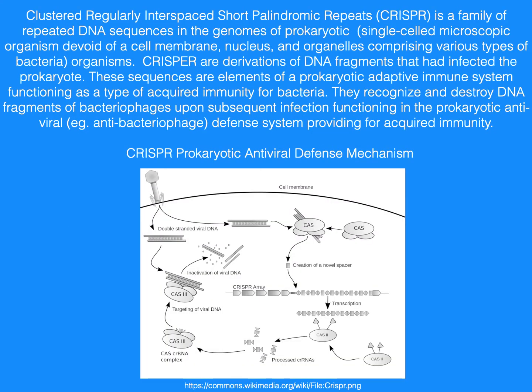Clustered regularly interspaced short palindromic repeats, CRISPR, is a family of repeated DNA sequences in the genomes of prokaryotic organisms. CRISPR are derivations of DNA fragments that had infected the prokaryote. These sequences are elements of a prokaryotic adaptive immune system functioning as a type of acquired immunity for bacteria.